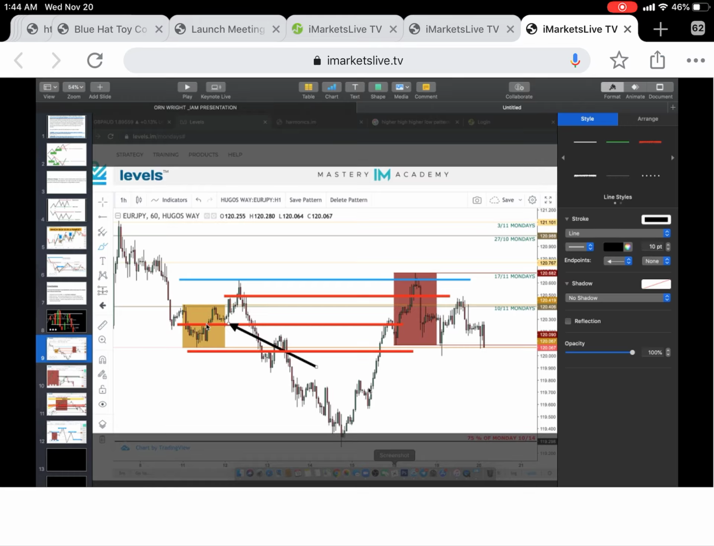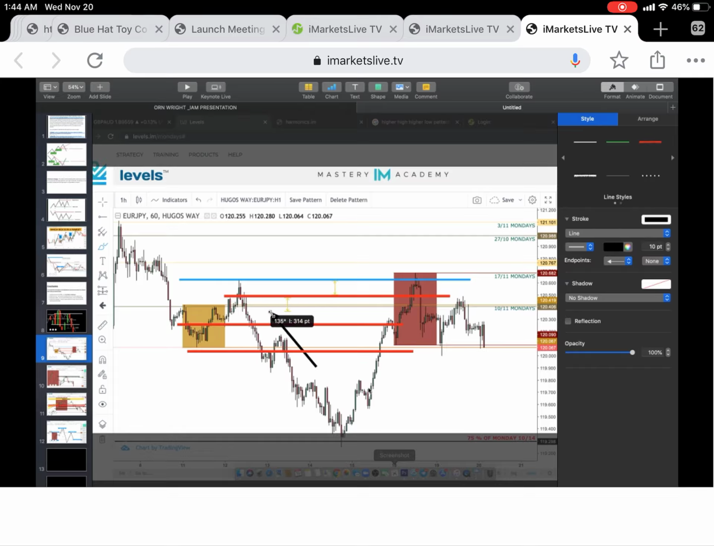And then you have your levels system, trading the Mondays. See this box here? Notice the box broke out the low of Monday. Okay, here's the Monday's box. Monday is always your left shoulder. Notice the market broke out the low of Monday.